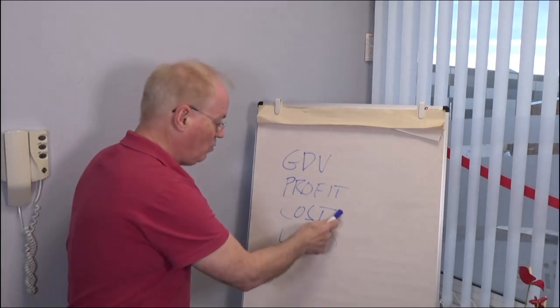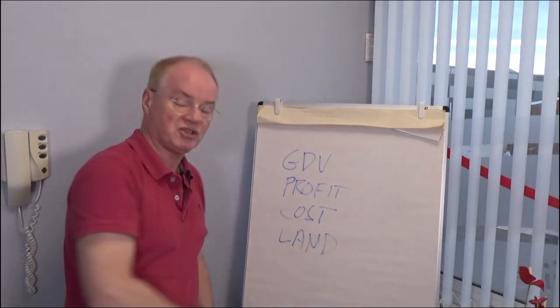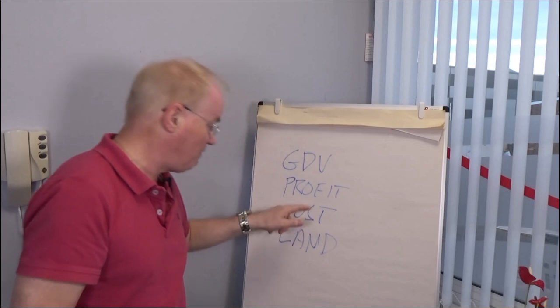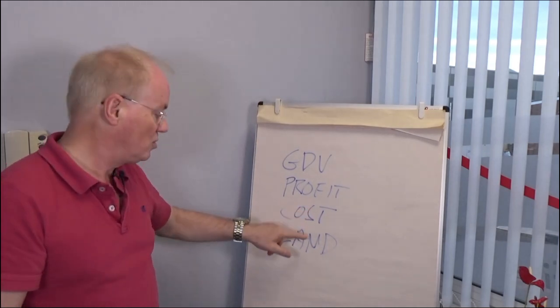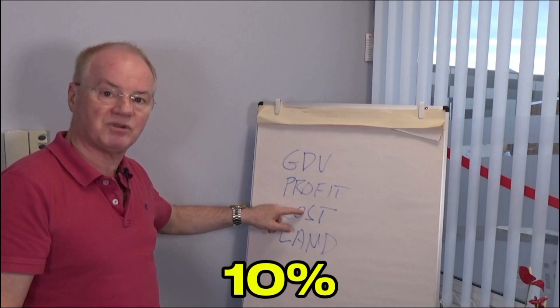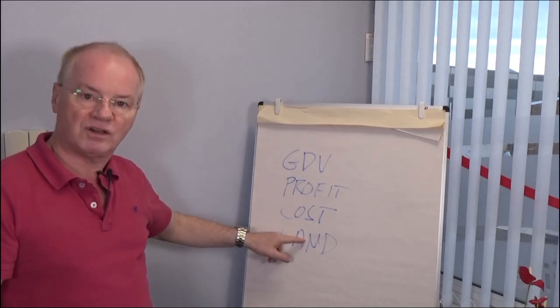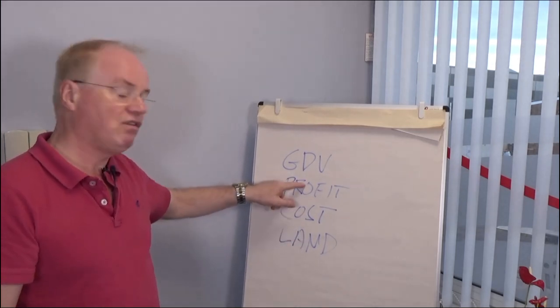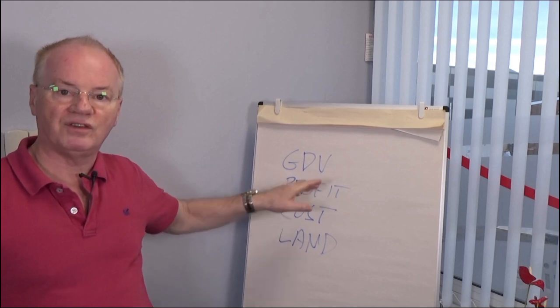In this video, what we're really talking about is the costs. And if you get that figure wrong, then you're going to end up paying too much for the land. So if you overstate that by 10%, you've paid too much for your land, and that therefore is going to affect your profit. So this is why you fundamentally have to get this right.